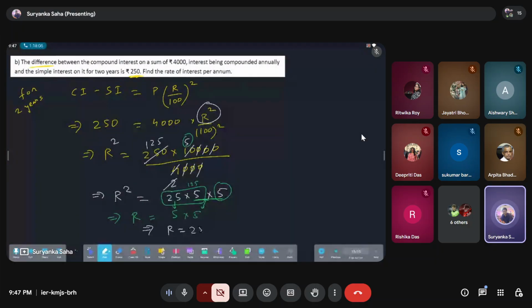Please check the answer key that I have sent. Please check whether it is coming or not, and confirm whether the rate is coming 25% or not. Someone please confirm. Have you confirmed from my answer key? Correct. Okay, so that's 4B. Yes, sir, 25%. Okay, thank you for the confirmation. So 25% is the rate.